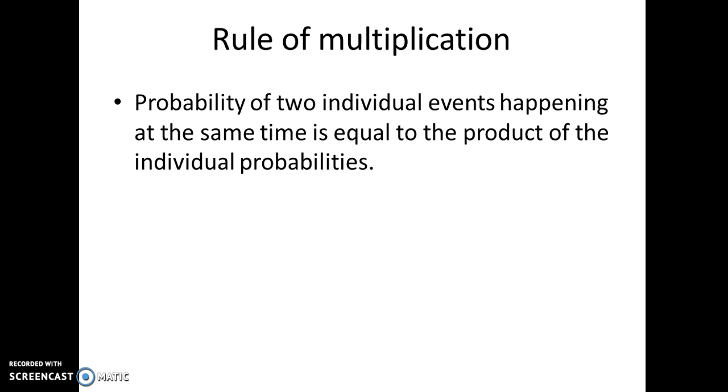So the first rule of probability is the rule of multiplication, which states that the probability of two individual events happening at the same time is equal to the product of the individual probabilities. I'll say that one more time. The probability of two individual events happening at the same time is equal to the product of the individual probabilities. Get that down.